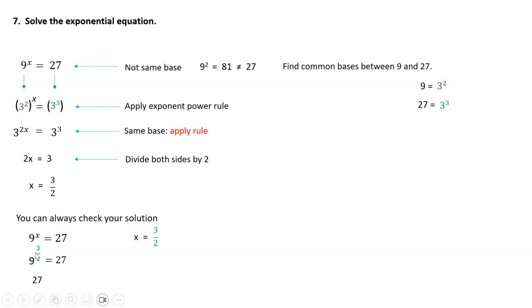All you do is put 9 to the power, and then it depends on what calculator you have. But the 3 over 2 must be your exponent, so be careful how you plug it in. Again, you're going to put 9 to the power of 3 over 2, and then enter it, and it should give you 27, which means 27 equals 27. I know that's my correct answer.